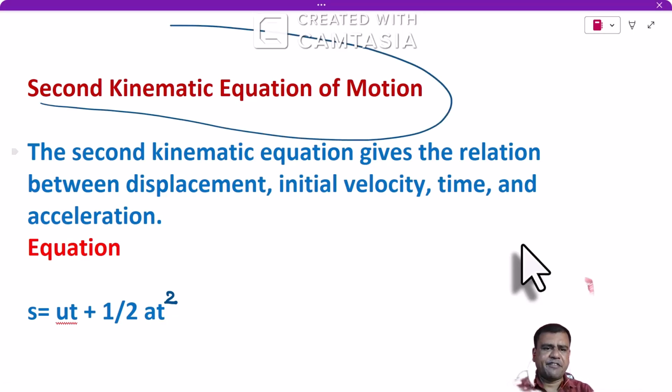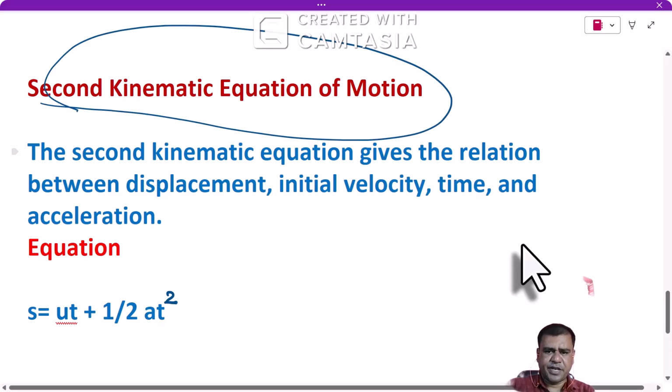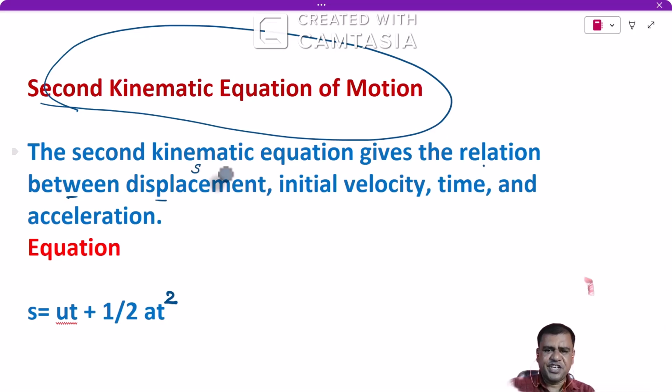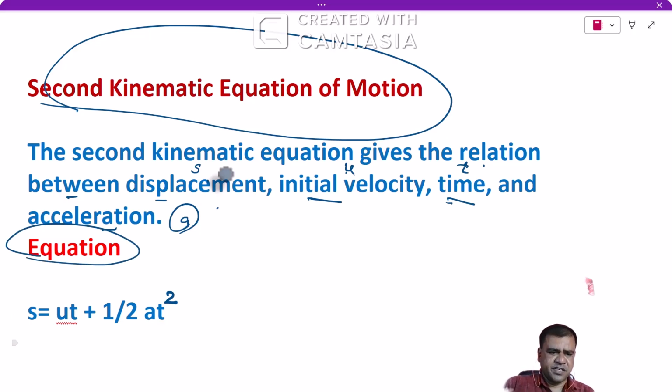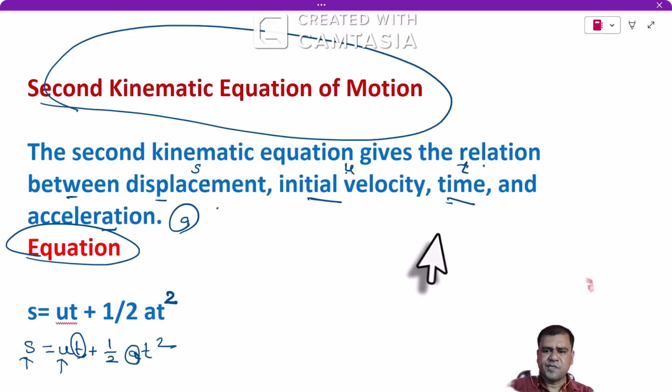The second kinematic equation gives the relation between displacement, that is s, initial velocity, that is u, time, that is t, and the acceleration a. In the equation form, it is written as s is equals to ut plus 1 by 2 at square, where s is the displacement, u is the initial velocity, t is the time, and a is the acceleration.